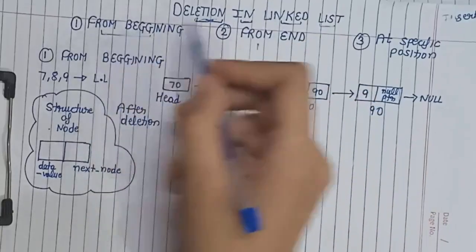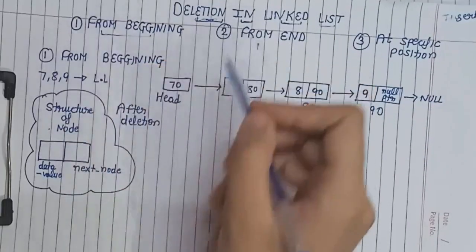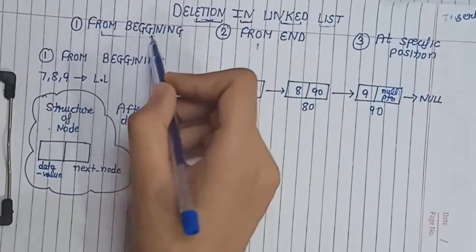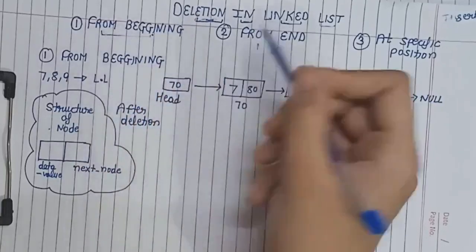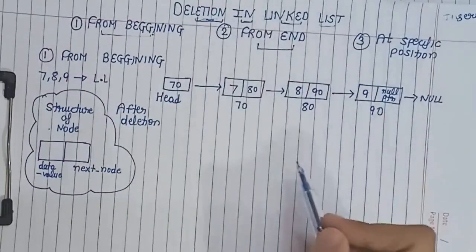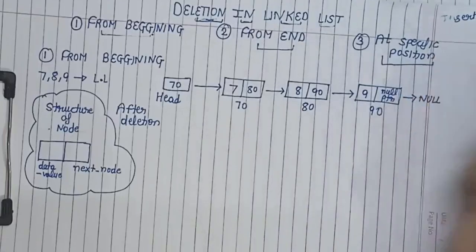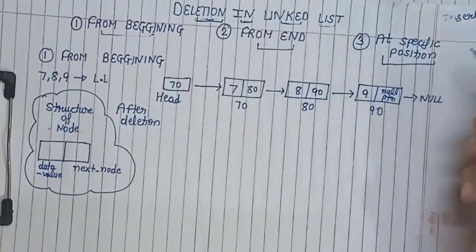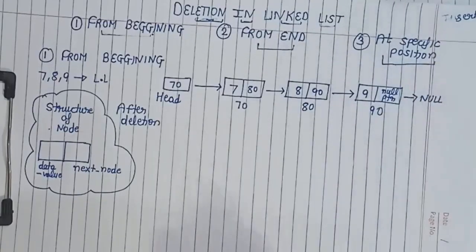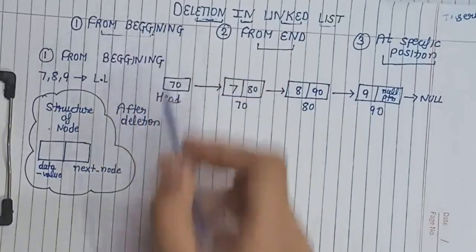There are different ways of deletion in linked list. The first part is deletion from the beginning of the linked list. The second part is deletion from the end of the linked list. And the third part is deletion in the linked list at some specific position given by the user. So now let us start with the first part.